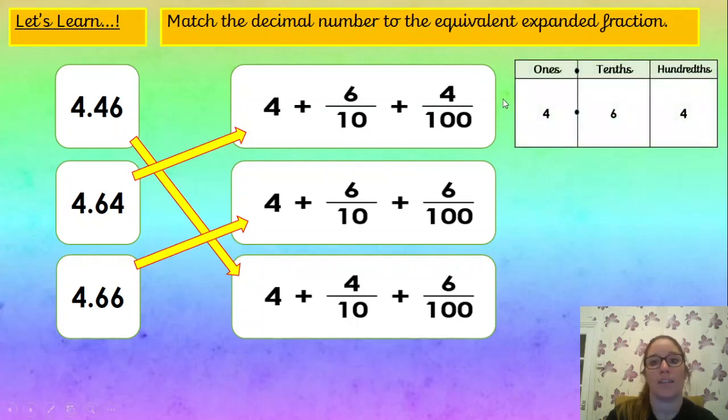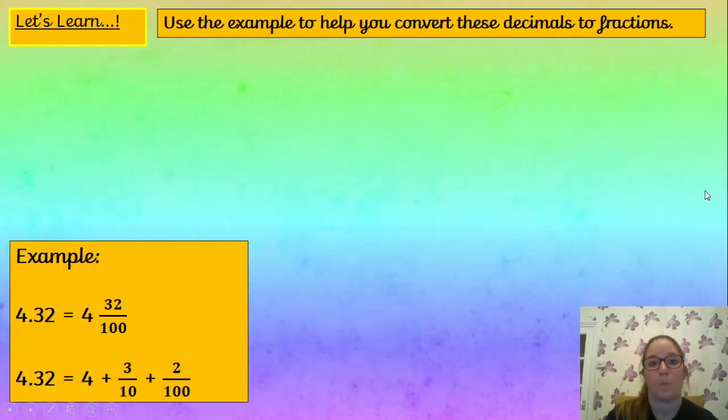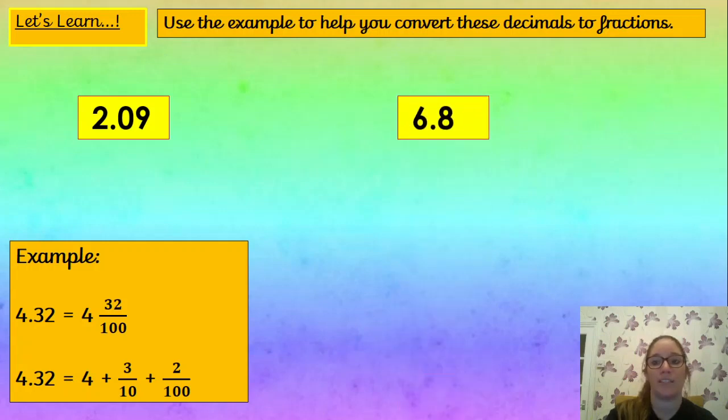Okay, so just like this one, we've got our ones, which is this 4 and this 4. We've got our tenths, which represent the tenths down here, and then our hundredths, which go on our far right column. Okay, so use the example to help you convert these decimals to fractions.